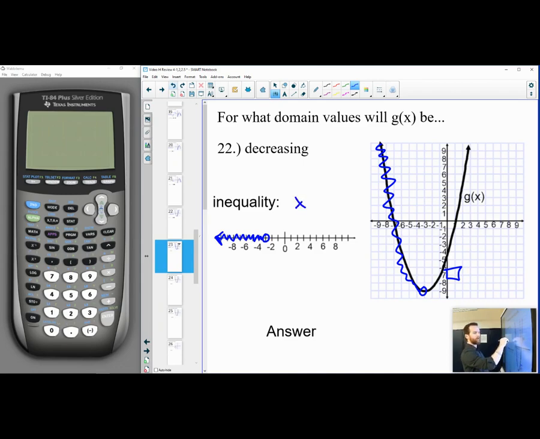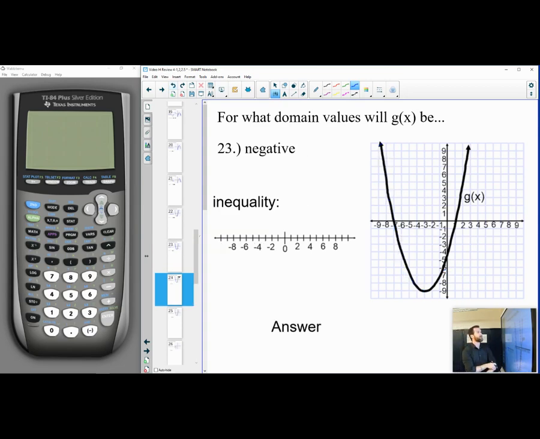And the inequality would be x is less than -3, and that should be what we have here. -3, shaded to the left, less than, excellent, very good. Number 23, okay, now we're worried about positive or negative. We're worried about above the x-axis or below the x-axis.